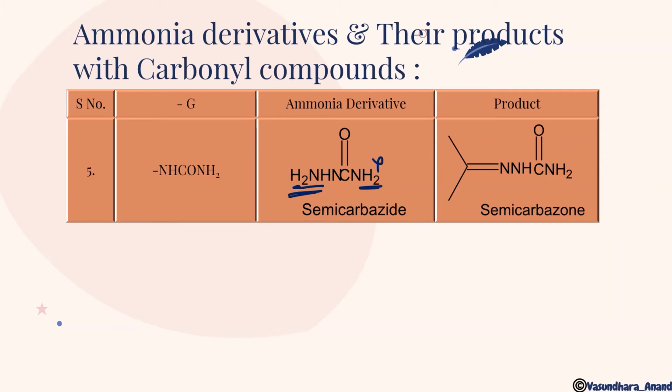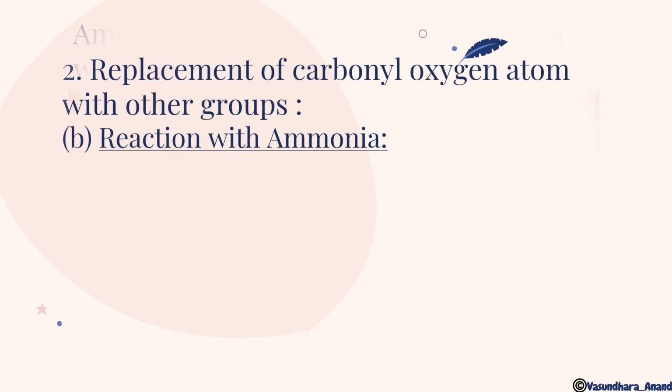Okay, why? Because first we know which one will react, and second, why it will not react: because its lone pair is involved in resonance. So that NH2 is strongly bonded with this C double bond O, and that's why it will not easily release H2. Clear? Did you understand? So that is the reason, and it will form semicarbazone.